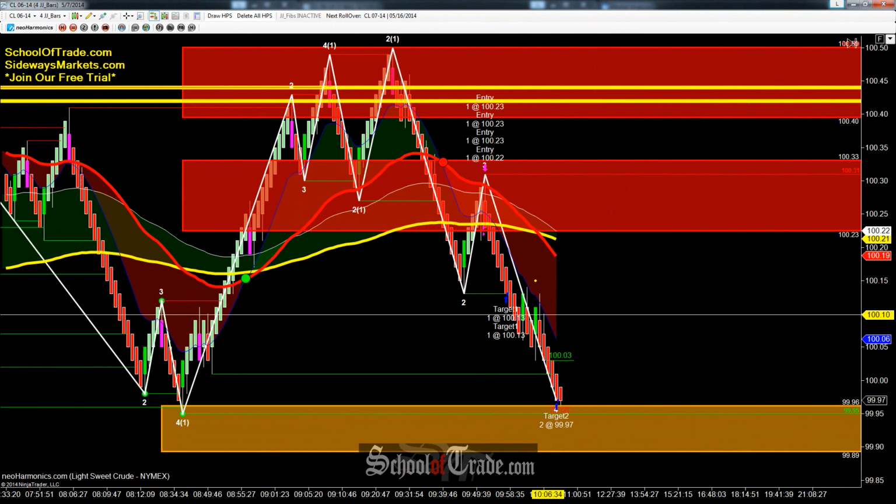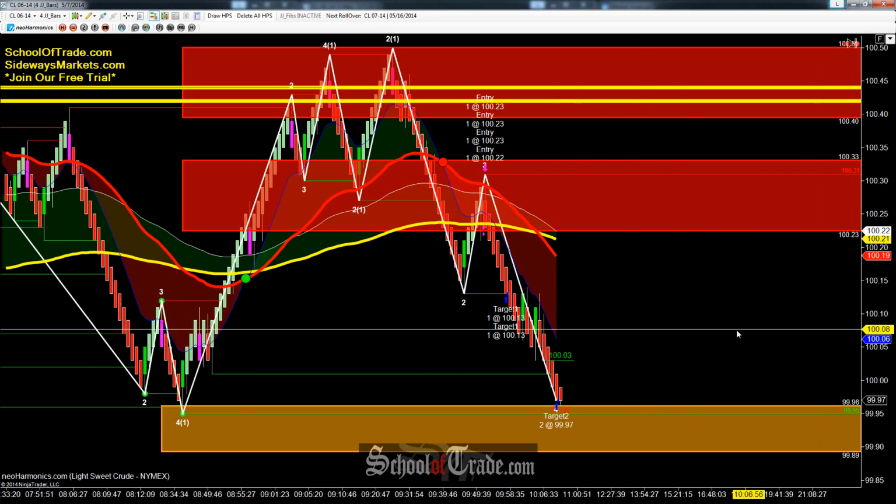It did get a little bit slopped up here in the middle, and it's not really a big surprise considering we've got that big round number there at 100 even. We got a little bit slopped up in that area, and that's actually where this bounce took place. But overall, just a really, really good trade there.